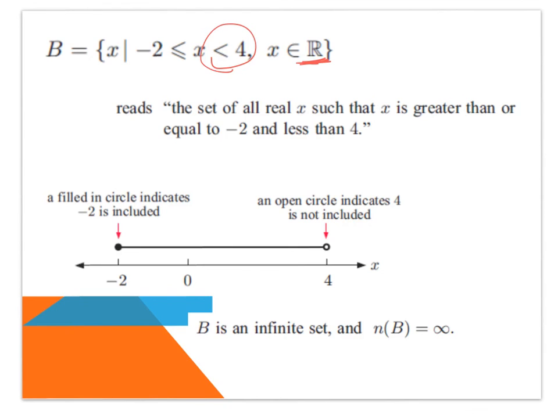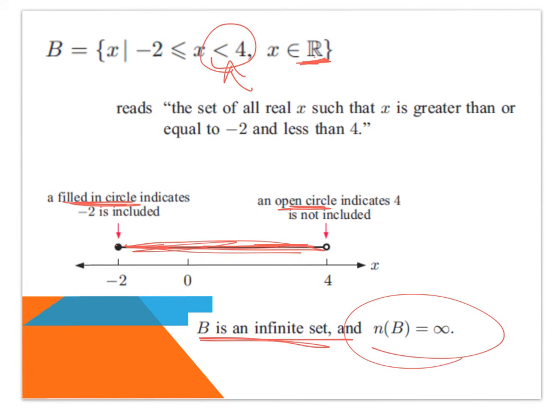So we start at -2, and we have a filled in circle because it's equal to, it includes -2. On the other end, because we're not including 4, it's less than 4, we're going to have an open circle. And then everything in between, we're going to shade because everything in between those two is included in that set. B is an infinite set. Real numbers are an infinite set, and there are an infinite number of real numbers that are greater than or equal to -2 and less than 4. So we say that the number of elements in B is infinity.